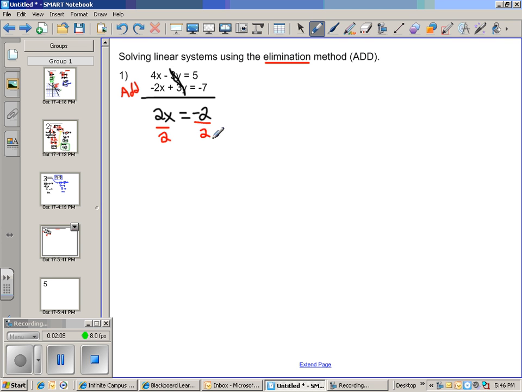I can divide each side by 2. Once I divide by 2, the 2 is reduced down to 1, or we like to say just x. And then if you think of this as a fraction, negative 2 over 2 reduces down to negative 1 over 1, which is really just negative 1. So we found x equaling negative 1.